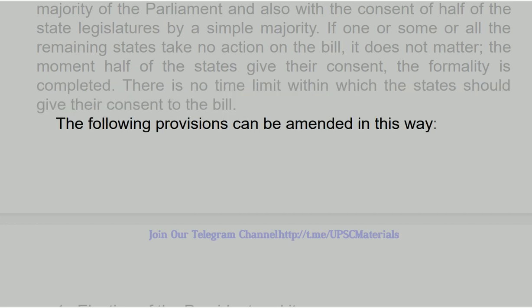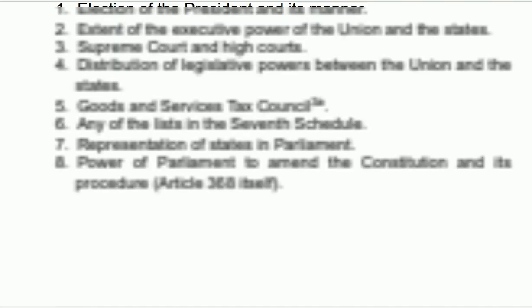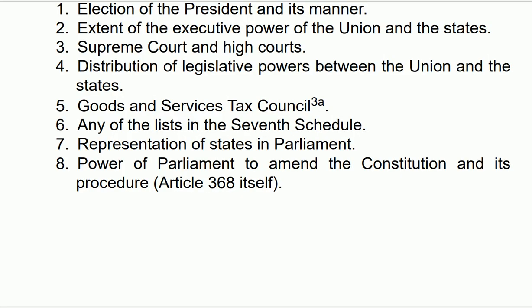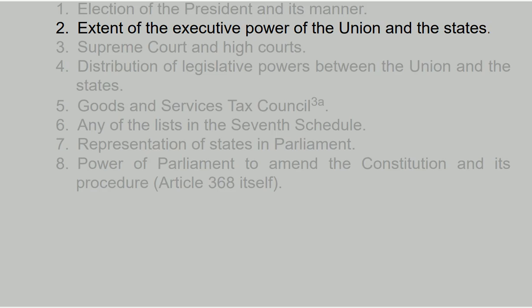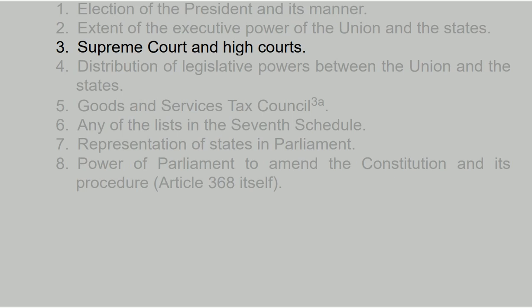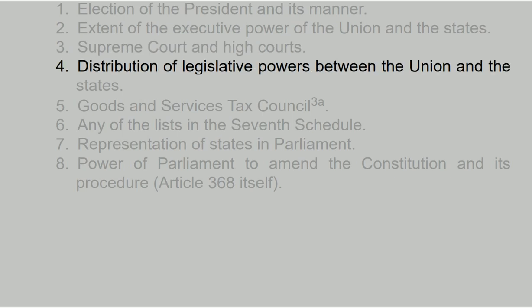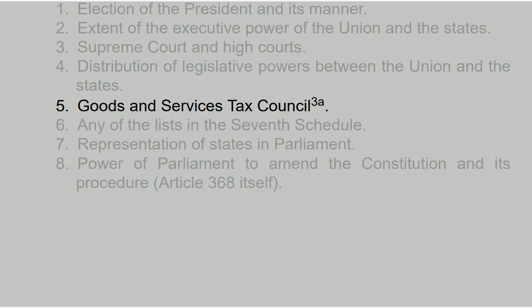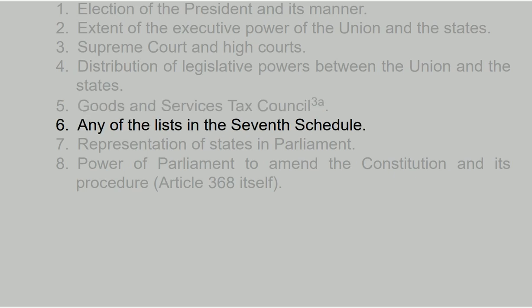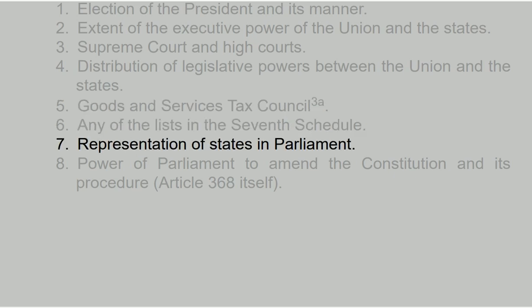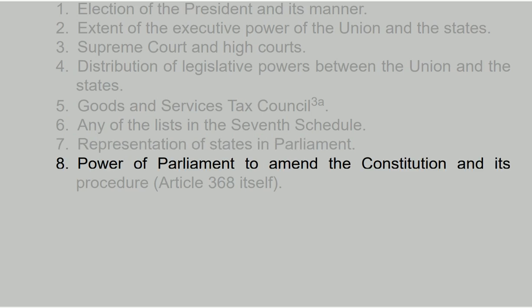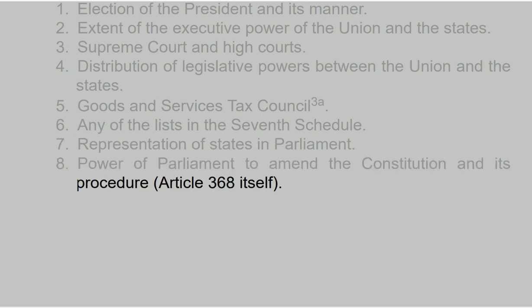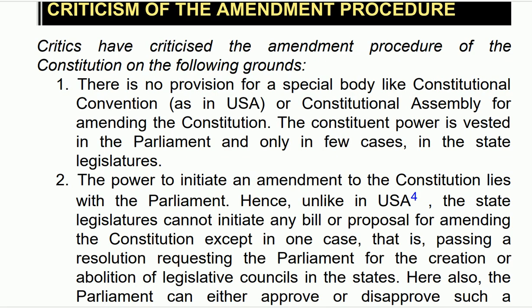The following provisions can be amended in this way. 1. Election of the President and its manner. 2. Extent of the executive power of the Union and the states. 3. Supreme Court and High Courts. 4. Distribution of legislative powers between the Union and the states. 5. Goods and Services Tax Council 3A. 6. Any of the lists in the 7th Schedule. 7. Representation of states in Parliament. 8. Power of Parliament to amend the Constitution and its procedure, Article 368 itself.